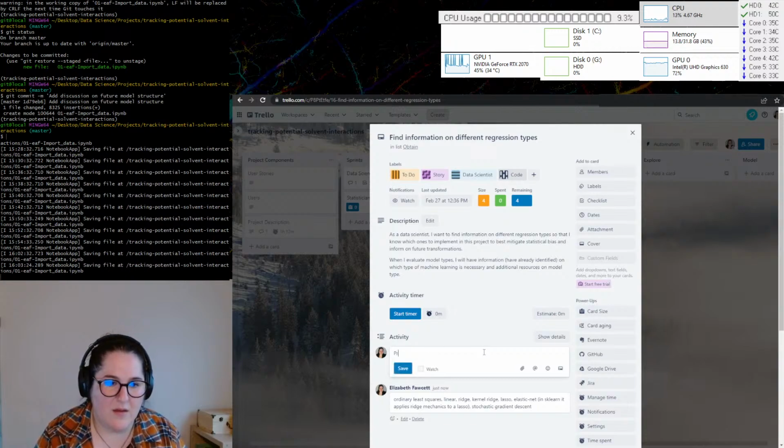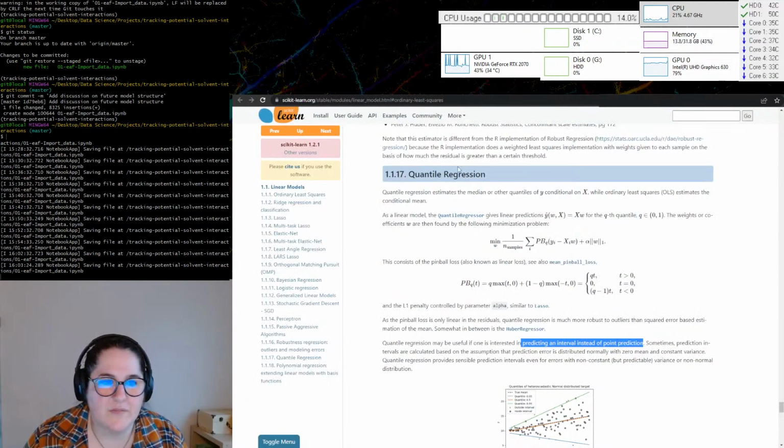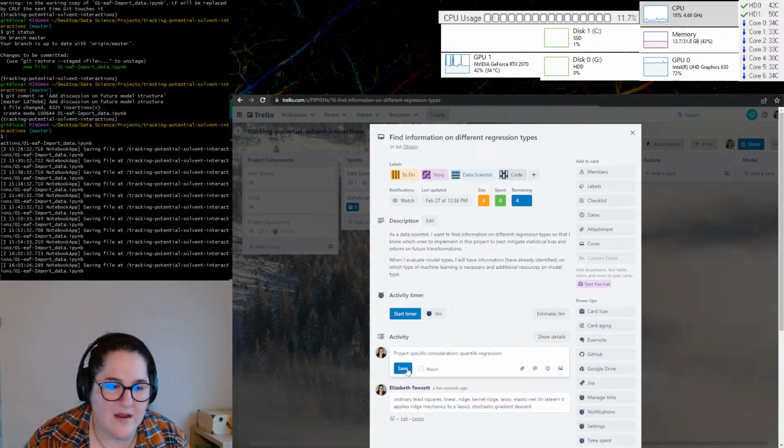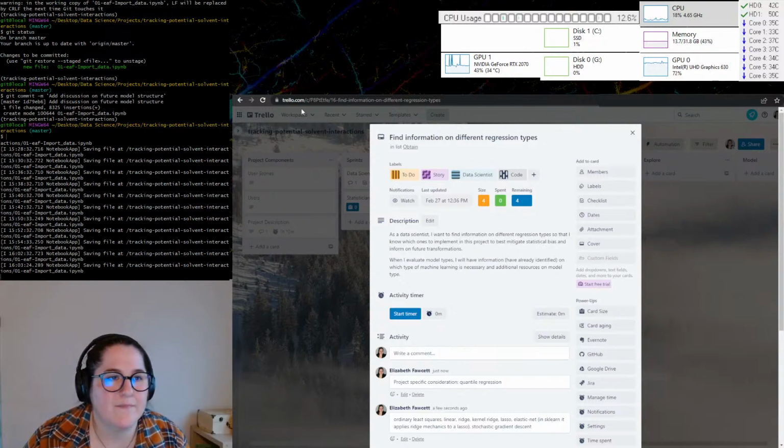The project specific consideration. So this is just normal that I would do just because this is a regression type problem. But this quantile regression is project specific. So that's something that I'm going to look at as like a special case, right?